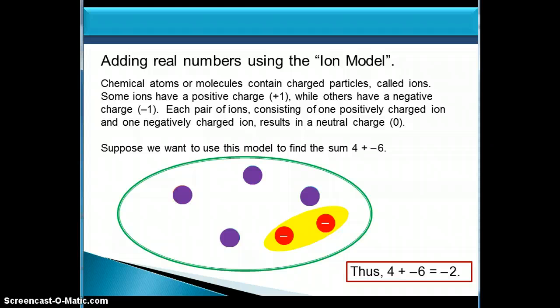I think this model is really useful for trying to add positive and negative numbers, and that really it has to do with the net result. So if you have +4 plus -6, you can think of it as having 4 positives and 6 negatives, and there are 2 more negatives than there are positives, so your net charge would be -2.